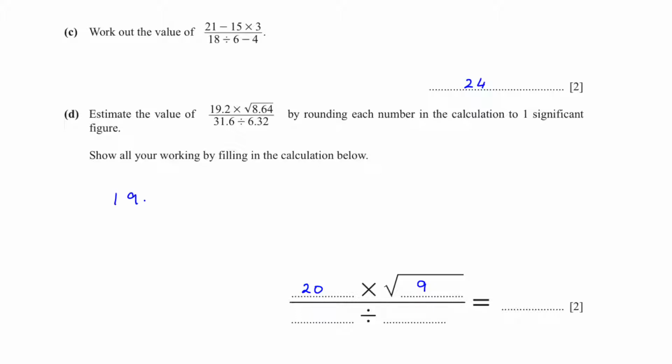Suppose this is 19.2. You want one significant figure. Look at the number after the 1. If it is 5 or more, you add 1 to it. That's how we got 20. 31.6. We want to round it to the first significant figure. The number after it is 1, so we'll just put a 0, 30. And that will be 6. When you put this in the calculator, you will get the answer 12.